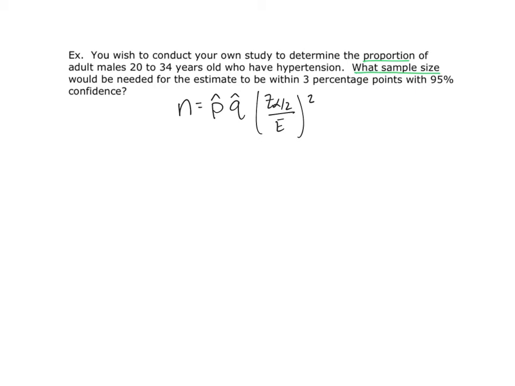Now that we know the formula we're going to use, let's go through the problem one more time to identify the values of our unknowns. Looking back through the problem, it doesn't give us anything that indicates a sample proportion of adult males who have hypertension. Since your sample proportion is not given, we will use 0.5. Q hat is 1 minus P hat, or 0.5 as well.